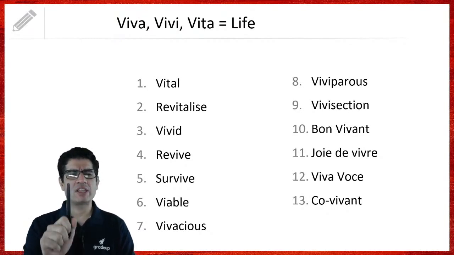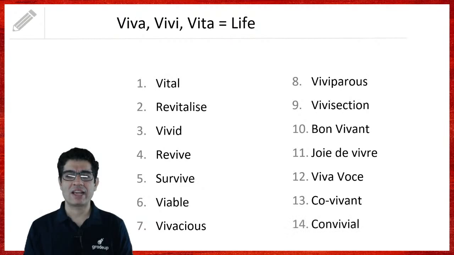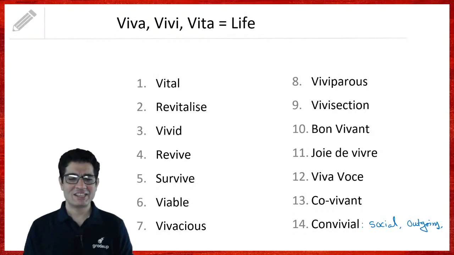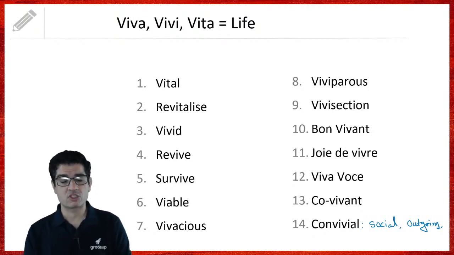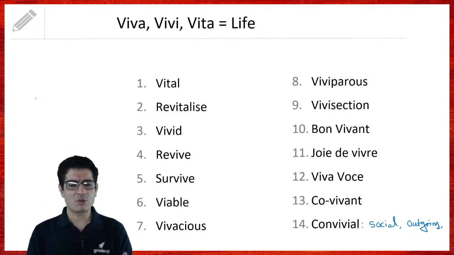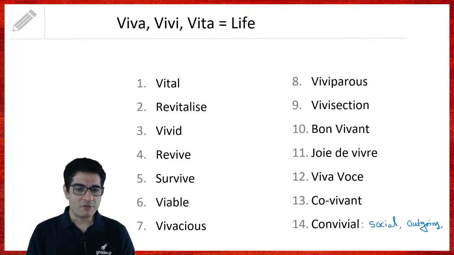And I'm ending with another word that is used for people, and the word is convivial. So convivial refers to a person who is very social. It refers to a person who is very outgoing. He refers to a person who loves parties, who loves to be surrounded by others. He's not a loner. He does not like to be alone or stay alone. He always wants to be in the middle of the action. He always wants to be surrounded by people.